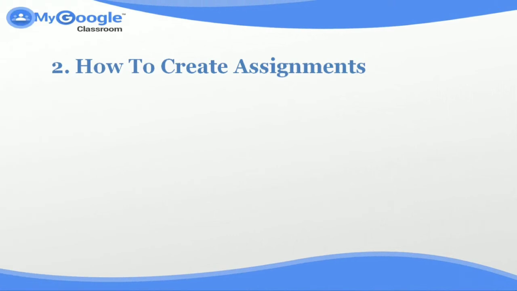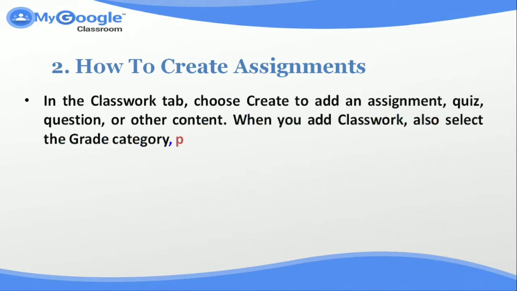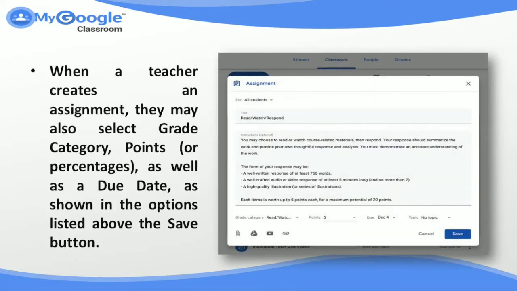Number 2. How to create assignments. In the Classroom tab, choose Create to add an assignment, quiz, question, or other content. When you add classwork, also select a grade category, point value, or percentage, and due date. When a teacher creates an assignment, they may also select grade category, points, or percentages, as well as a due date, as shown in the option listed above the Save button.